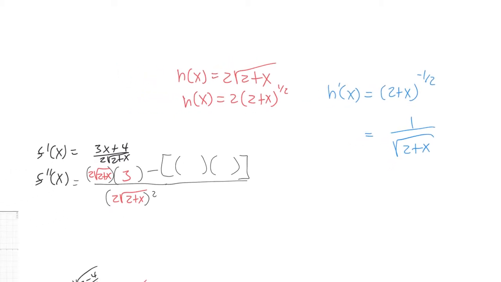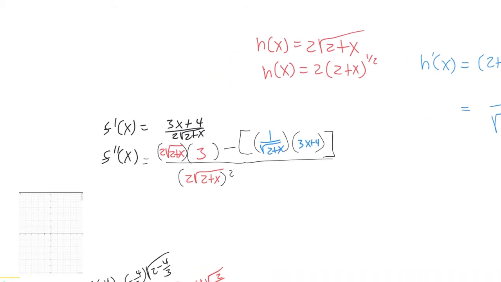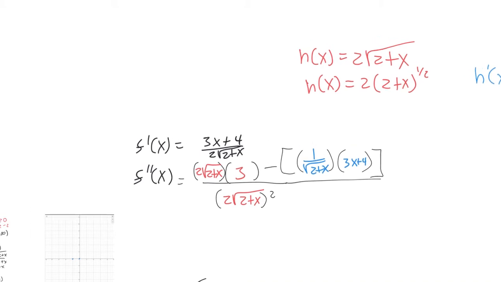So we're going to put that here, 1 over radical 2 plus x. And the original numerator goes here. So we're going to put 3x plus 4. So that's the second derivative. Now, it's likely the case the teacher will want more simplification to take place there. So let's take a look.